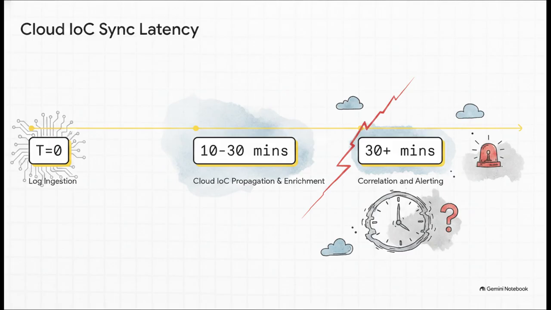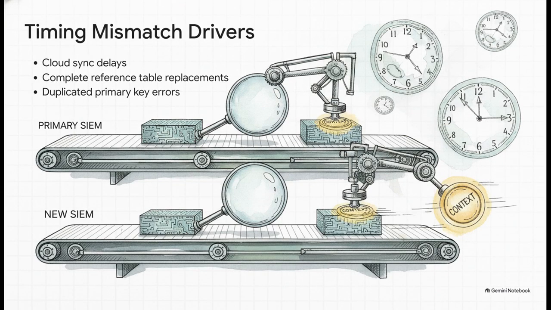The rule just fired at the wrong time and evaluated an unenriched log. This timing mismatch is a massive driver of parity drift. Cloud sync delays, the time it takes to do complete reference table replacements, duplicated primary key errors, all of this causes friction. If one SIEM applies its enrichment before the correlation rules evaluate the log, and your new SIEM applies enrichment after the fact, your detection logic is literally no longer evaluating the same reality.